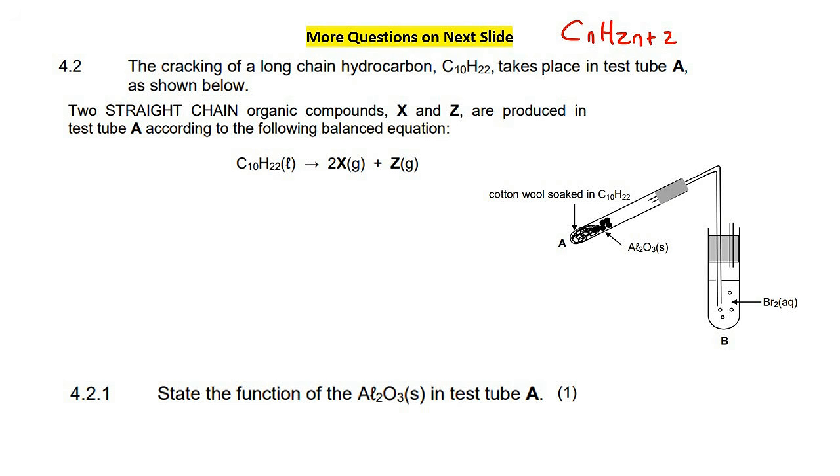Two straight chain organic compounds X and Z. Where are they? Oh, they're there. I was looking for them in the diagram. Are produced in test tube A according to the following equation. Oh, okay, I understand. So we're taking some C10H22, which is decane, by the way.